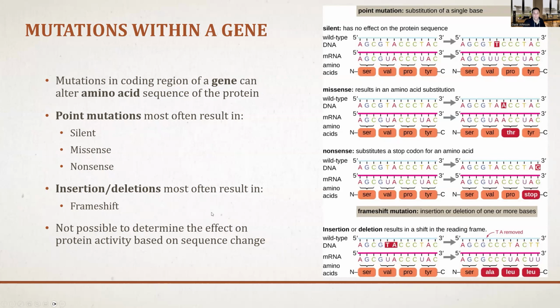I will note we have no ability to determine how that's going to affect protein activity just by looking at the sequence. We can take some guesses, but we can't definitively say what's going to happen. One of the ways that we can guess whether a mutation, so let's just say we get a missense mutation, right? A silent mutation is going to have no effect.